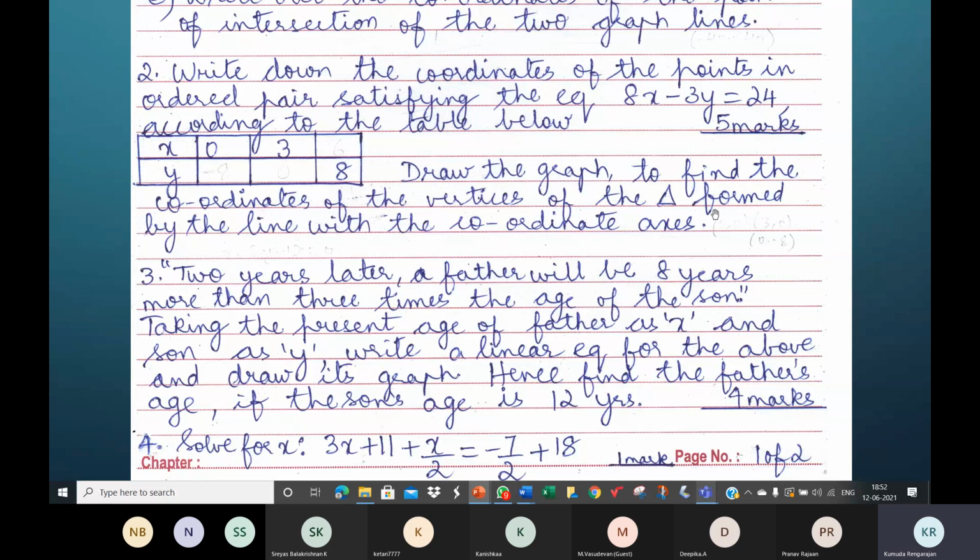Can anyone tell me, other than Pranav, because he shared the working? Ma'am, I have also shared. Let me see. Yes, Kanishka, your graph is correct, but what about the vertices of the triangle? You didn't shade the triangle. Yes, ma'am, I will do it right now.